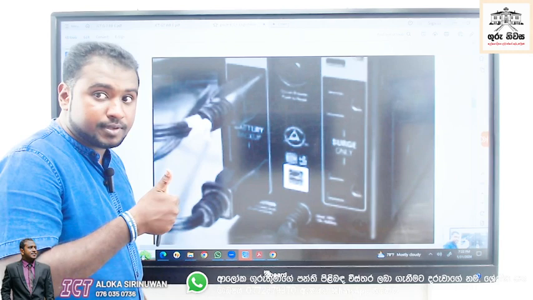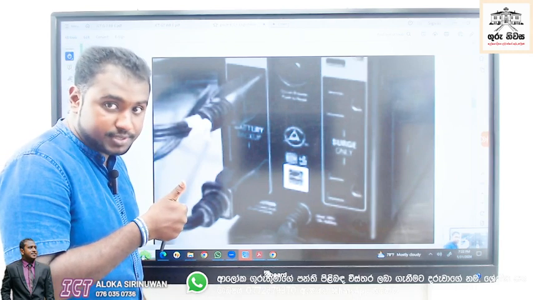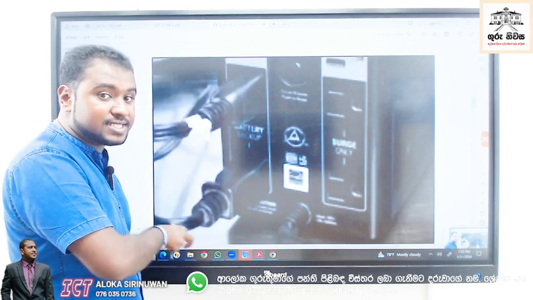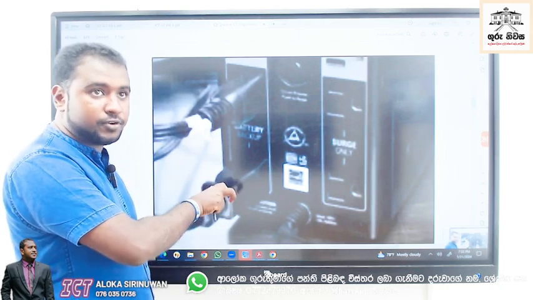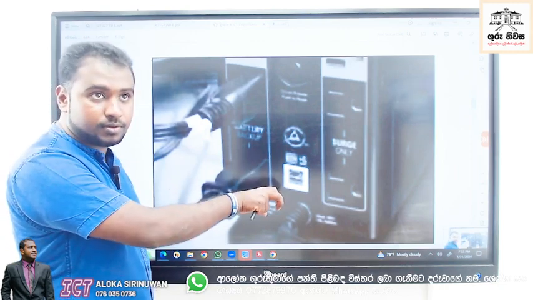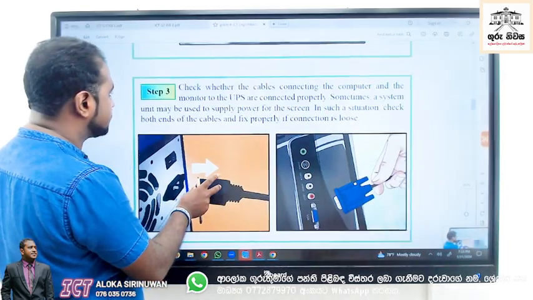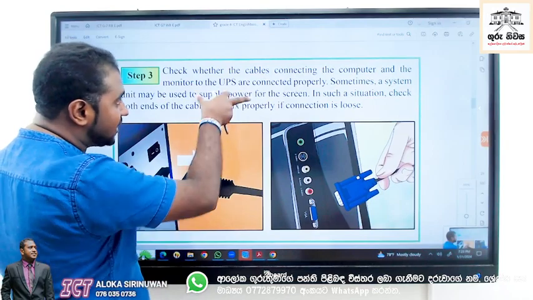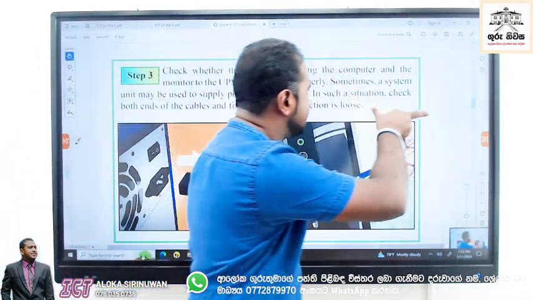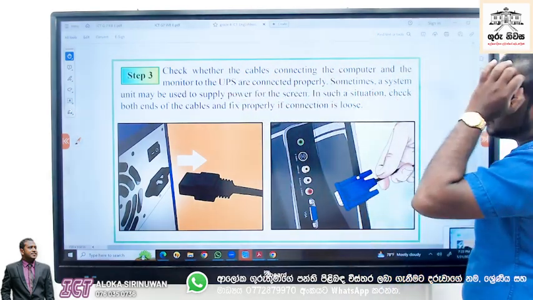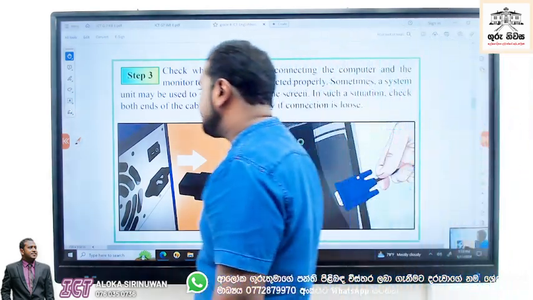What is the first step? You have to remove your wall socket. What is the second one? You have to check whether the cables connected to the UPS are fixed correctly. If not, you have to fix them, right? Third one, check whether the cables connecting the computer and the monitor to the UPS are connected properly. Look at here. Right.